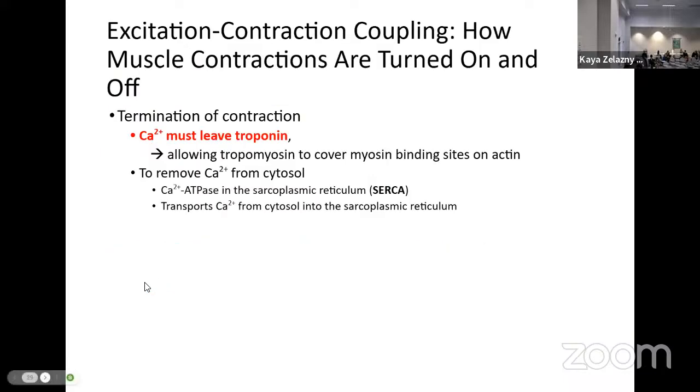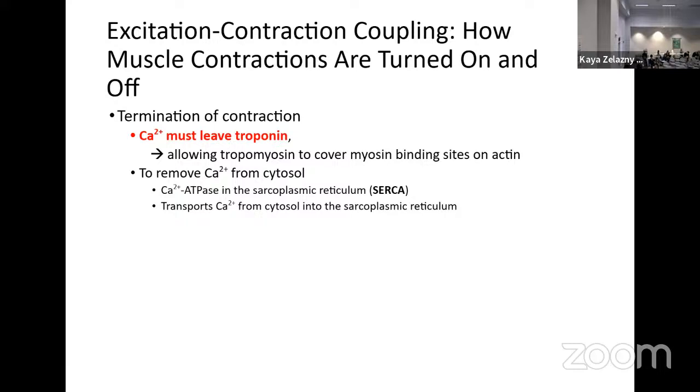Okay. So in order to stop contracting, we have to get rid of our calcium, right? So it has to leave the troponin. When it leaves the troponin, we cover back those myosin binding sites on actin. So we're blocking that connection.